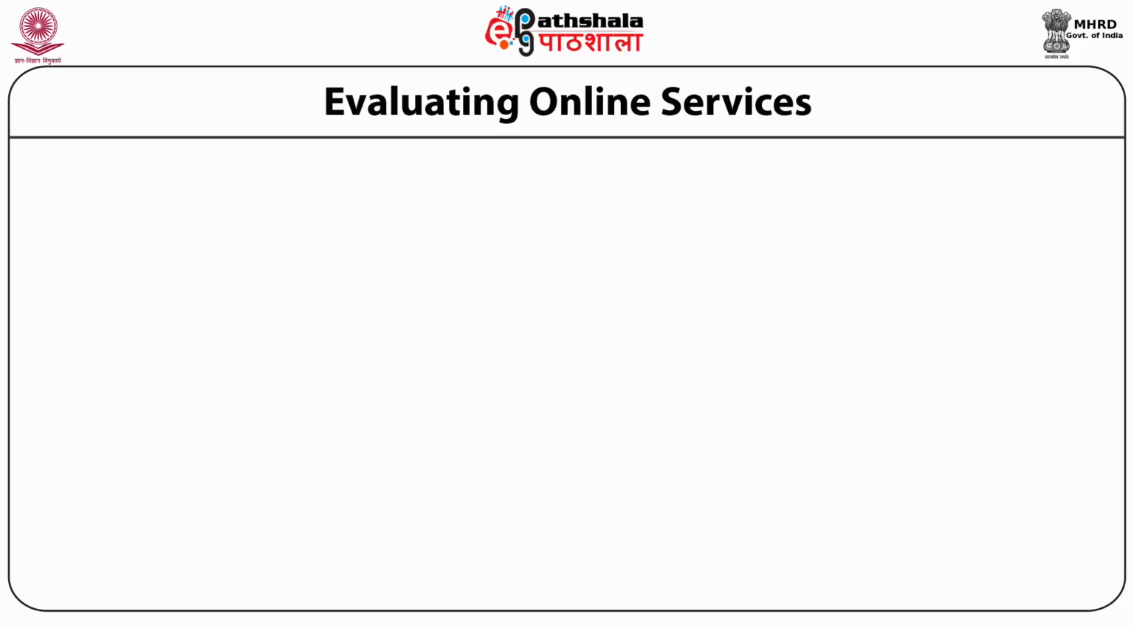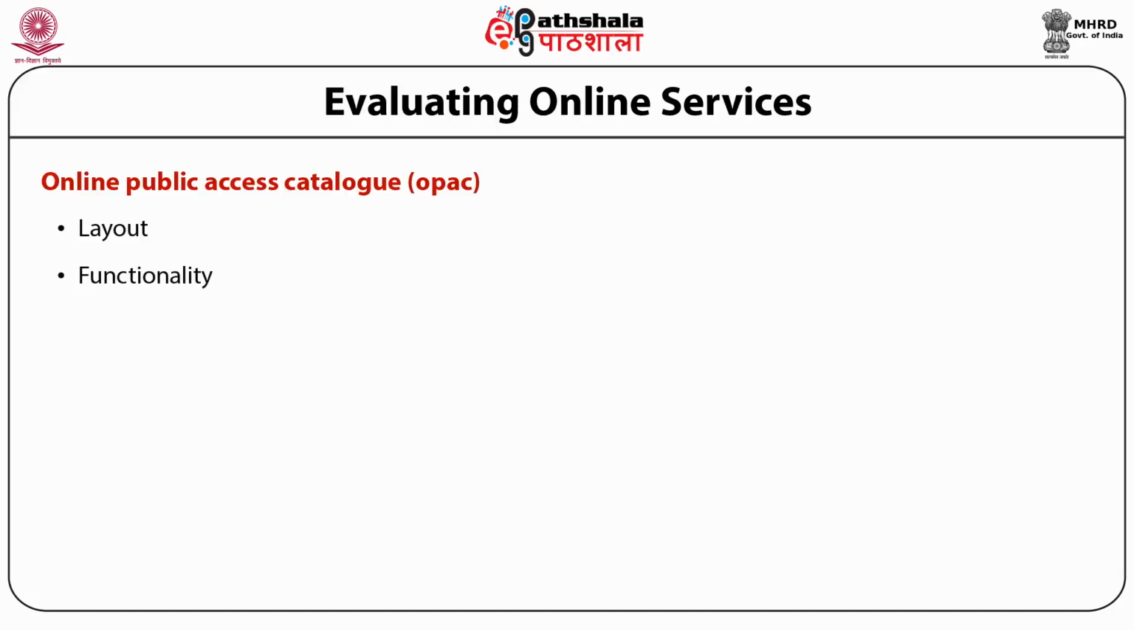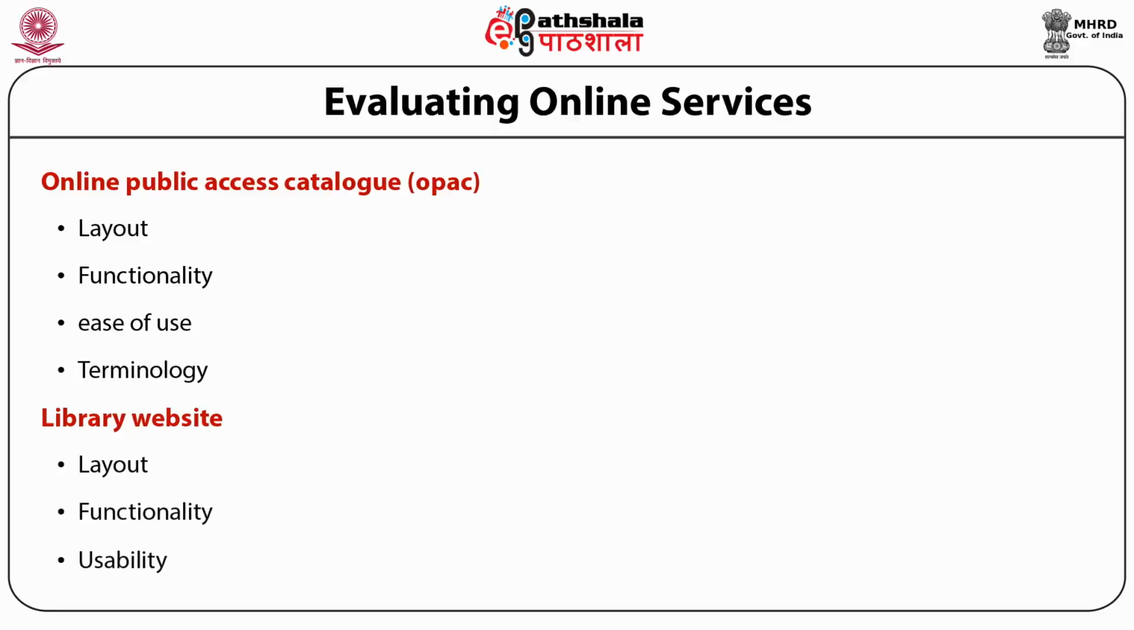Evaluating online services. Online services cover the online public access catalog, OPAC, and the website of the library. OPAC is evaluated on the basis of layout, functionality, ease of use, and terminology. A library website is evaluated on the basis of its layout, functionality, and usability. The more services and functions are added to the library website, the more important the usability becomes.